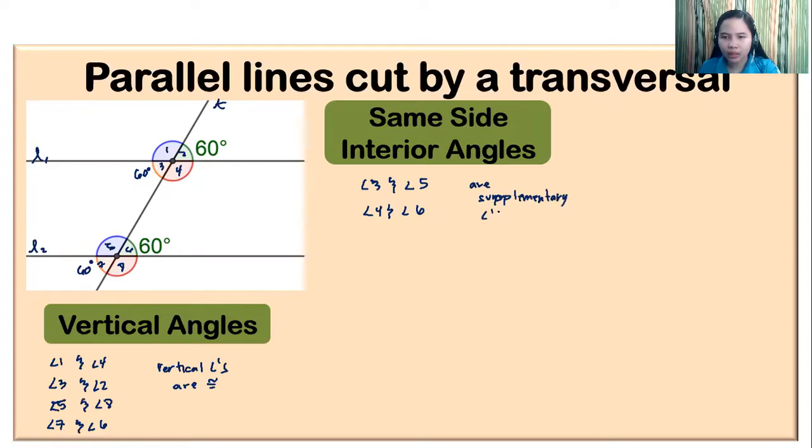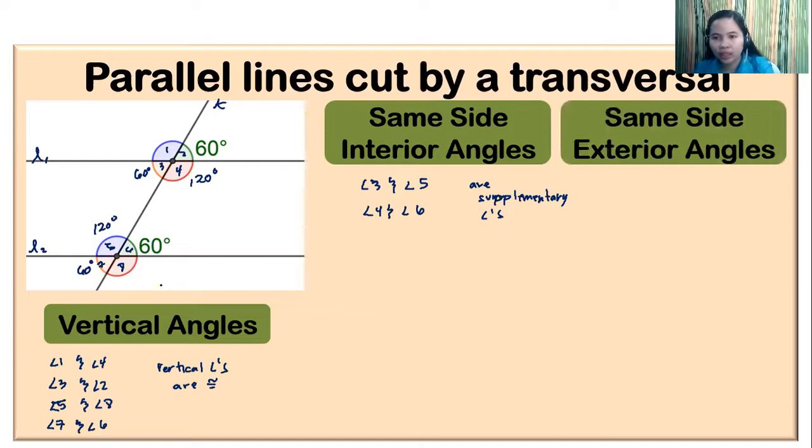Supplementary angles. So if we have 60 degrees here, angle 4 will be 120 degrees. 120 plus 60, we have 180. And then if angle 3 is 60 degrees, therefore angle 5 is 120 degrees. Because the same side interior angles are supplementary angles.